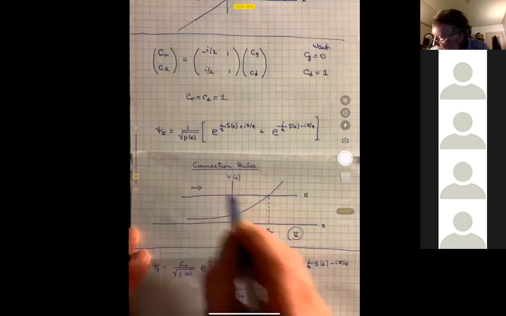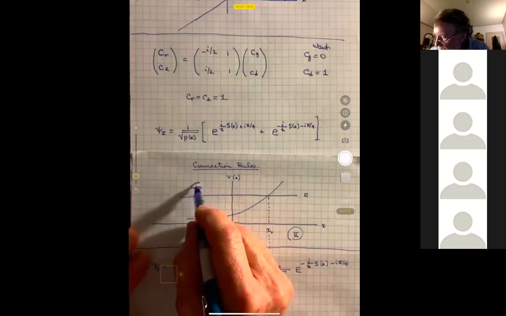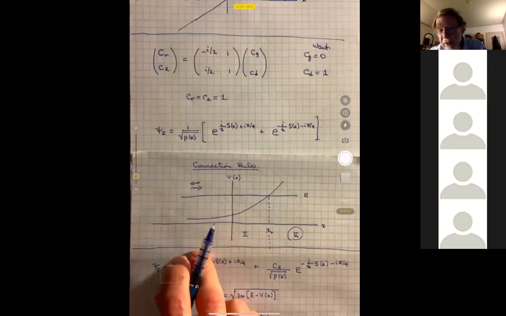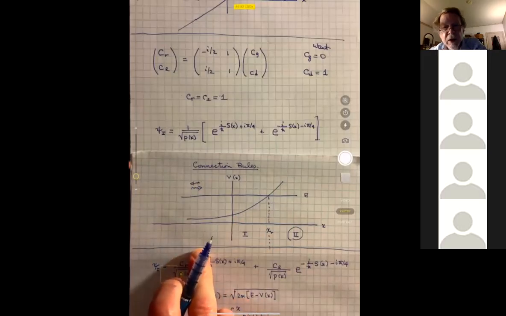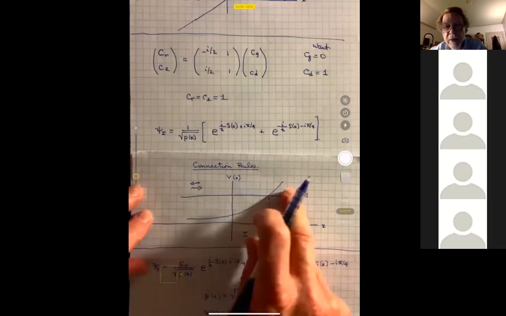We're mainly interested in region 1 because if you're an experimenter sending in beam particles at the target, the beam particles come in from the left like this. They hit the target, they bounce, and they come back.